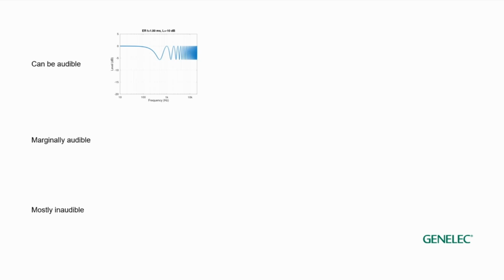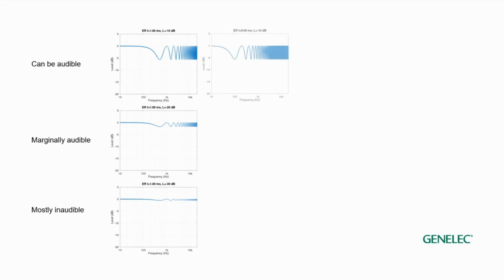If the early reflection arrives right after the direct sound, we can see this up-down variation in level, and the variation is sparse in frequency, and having this kind of sparse variation, or comb filtering, is very audible. If the early reflection level reduces, the up-down variation also reduces. When the early reflection is down by 20 dB or more relative to the direct sound, most of the time the comb filtering becomes inaudible.